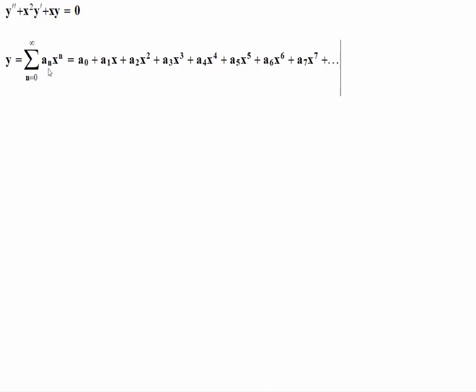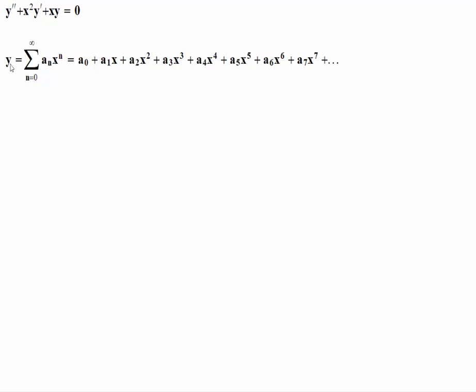That is, I let n become 0. So I have a0 times x to the power 0, that is simply a sub 0. And then I gave n the value 1, so that became a1 times x to the power 1. And then it just keeps on going to infinity. Okay, and this is a convergent series.